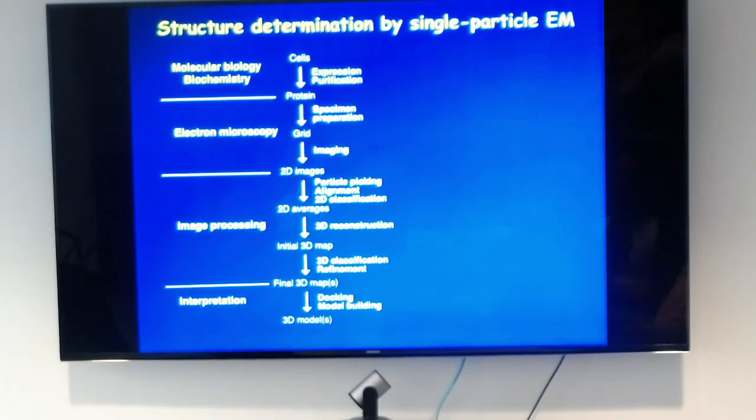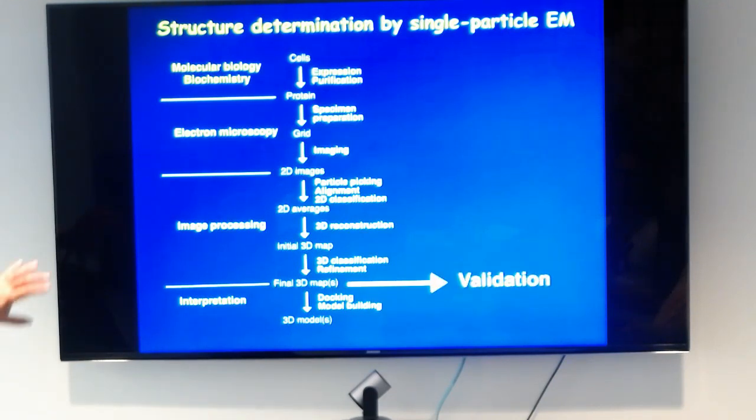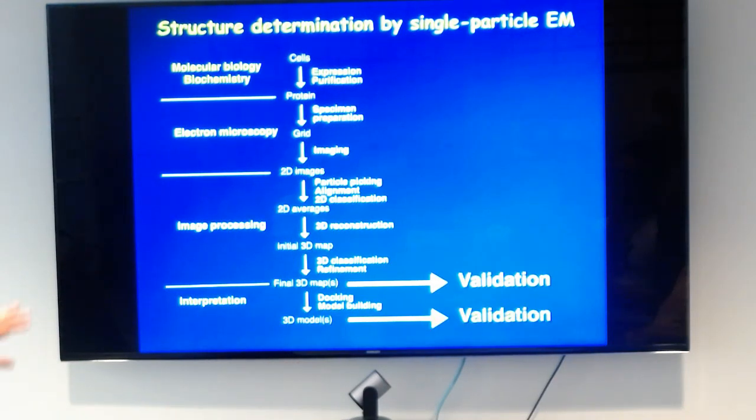So what I'm supposed to talk about today is, once you get your final 3D map, how do you validate that this 3D map is correct? That's different from another validation where you try to validate whether the atomic model is correct or not. Somebody else is going to talk about this. I'm supposed to just talk about the final 3D map and how you validate it. My view is that at the point when you have your final 3D map, you should already be fairly sure that what you have is correct.